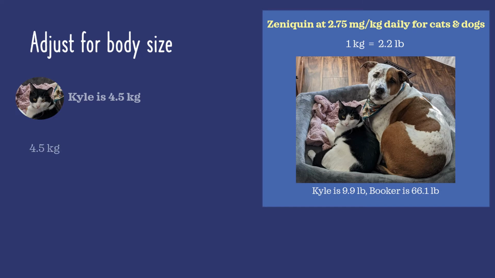He weighs 4.5 kilograms. That's his body size. Zenequin is prescribed at 2.75 milligrams per kilogram weight for a dog or a cat. So now we get to practice again with multiplying these things across. 4.5 kilograms times 2.75 milligrams is all on the top of this big fraction, and 1 kilogram is all at the bottom. But what do you notice? Can we cancel anything? We sure can. Kilograms occurs on both the top and bottom of this big fraction, so it cancels out, leaving us with the only units left being milligrams.